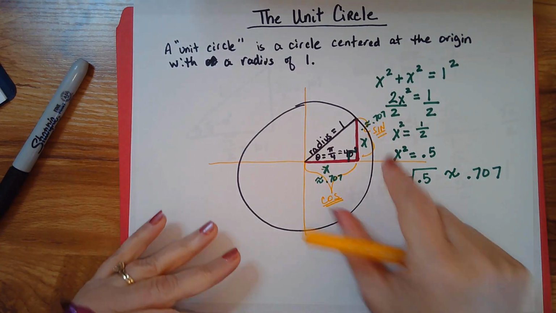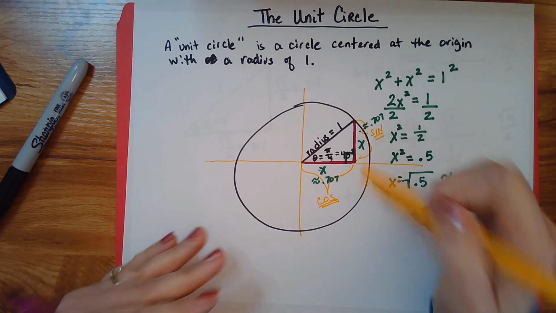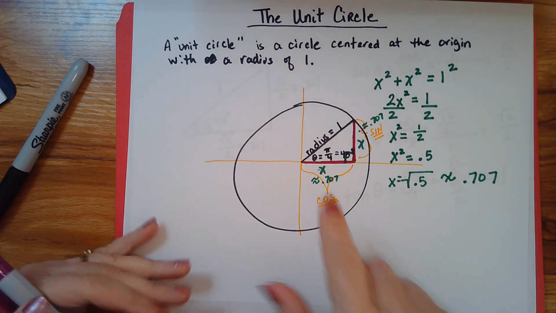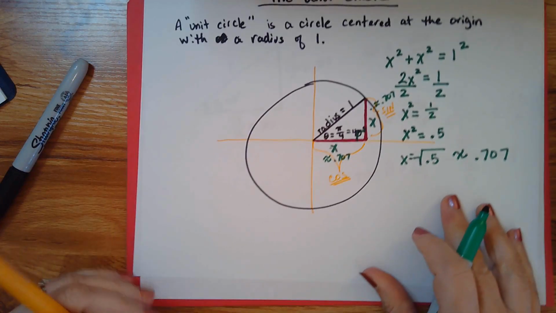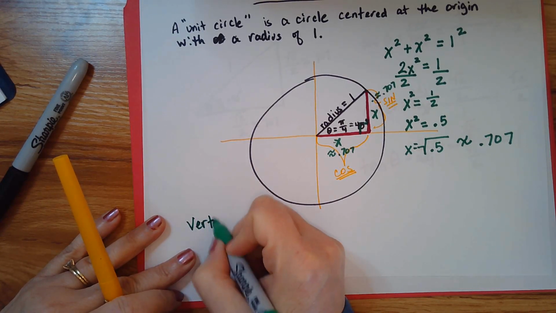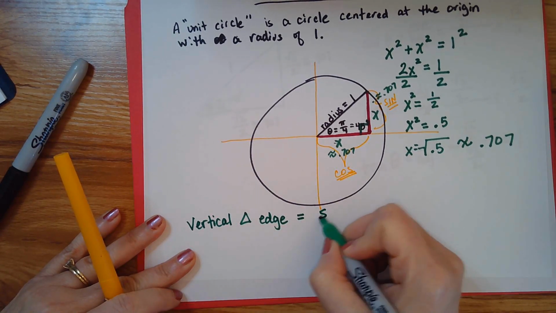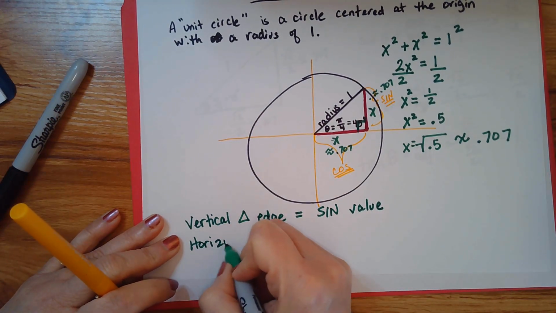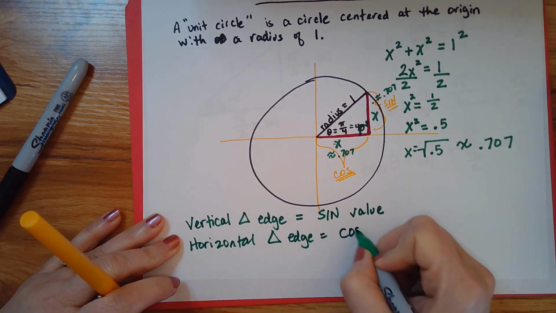When you're looking at a unit circle, you can look at the vertical line and get a sense of what the value is of sine, and you can look at the horizontal line to get a sense of cosine. And just because that's a little funky, I think we should write it down in our notes. So vertical triangle edge equals sine value. And our horizontal triangle edge equals our cosine value.